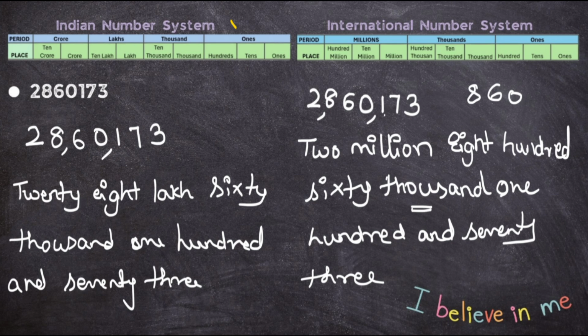Same thing you will be doing if this number 860 is in millions period. So what you will be doing, first forget that it is in millions period, you just focus on these three numbers which is 860. So I'll read this number as 860. Now you go and check in which period it is, million. So how you are going to read this? 860 million, and then whatever number it will be ahead. So that is a trick which I used, and that helped me in understanding this number system very easily.